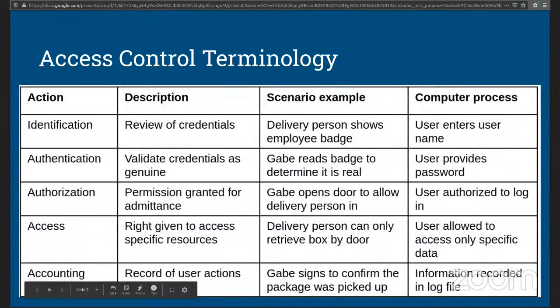This module will cover access control, and just like other areas of security, it has its own terminologies. Hooray, more terms to learn. Identification, authentication, authorization, access, and accounting. The big idea really is how do we keep track of who has access to what, when, where, how, and what?